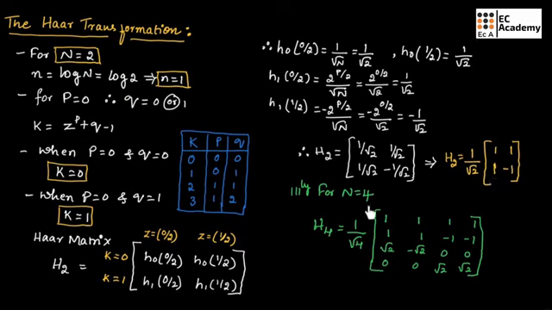For N is equal to 4, if we do the same analysis or the same calculations, we'll get this matrix. So this matrix I have directly written. If you do the calculations as we have done, we'll get the matrix for N is equal to 4. This is about Haar transformation. I hope you have understood the topic.